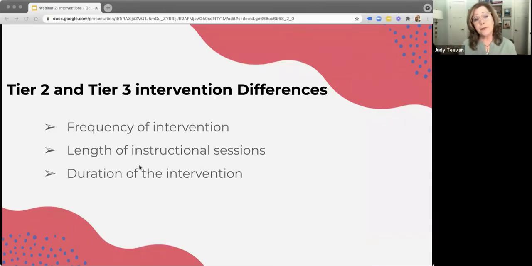The first is the frequency of the intervention. For example, by increasing the number of weekly intervention meetings from, say, 2 sessions to 4 sessions. Another is the length of the instructional sessions themselves. So, for example, by increasing the length from 30 minutes per session to 45 minutes per session. And the third is the duration of the intervention. For example, by increasing the number of weeks of the intervention, thinking like lasting from 10 weeks to 20 weeks.